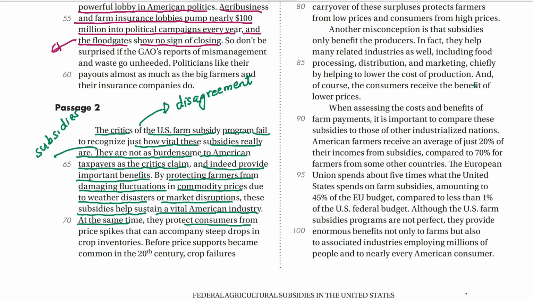Imagine, not only the farmers, they also protect consumers, the subsidies program. They protect consumers from what? Price spikes. And when I say price spikes it means what? The dramatic increase of what? Of prices. They protect us as consumers from crazy price increases that can accompany steep drops in what? Crop inventories, the stock of crops. If the stock of crops declines, it protects us from the spiky increase of what? Of the prices.